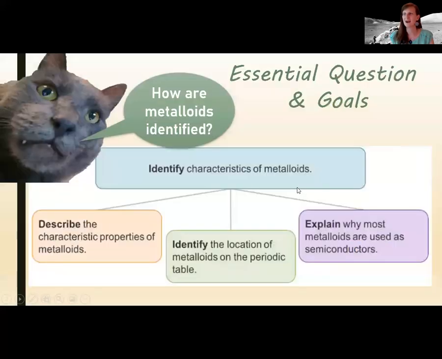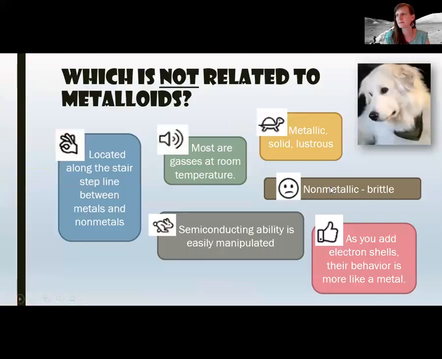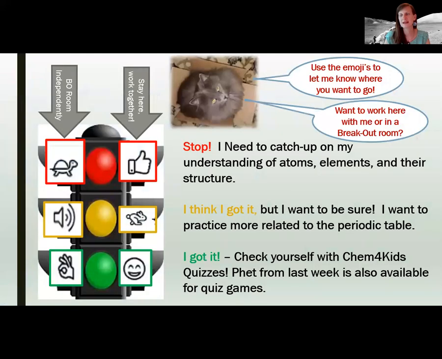Cool. All right, so today our essential question is, how are metalloids identified? So we're going to describe the characteristic properties, identify their location, and explain why most are used as semiconductors. You can watch the video and then I'll come back to the work zone. You can do that at the end, and so we'll come back to that at the end.